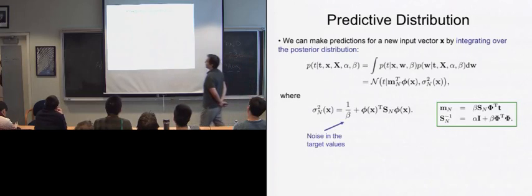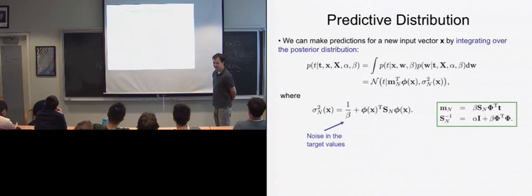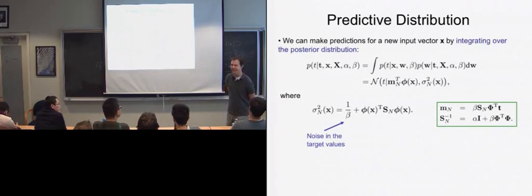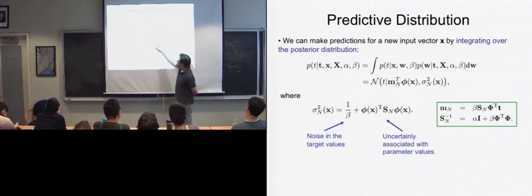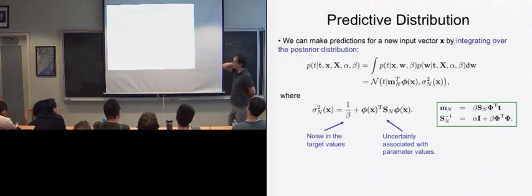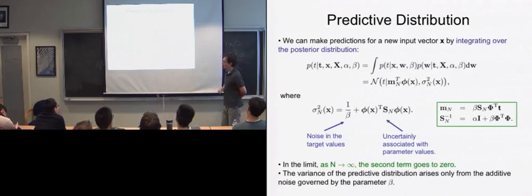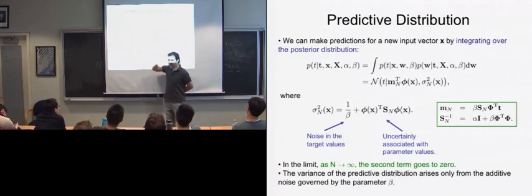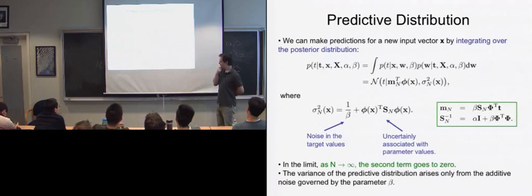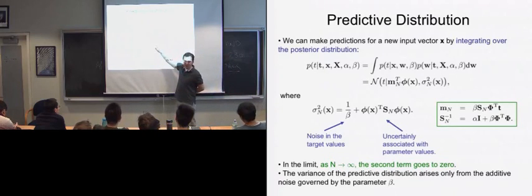So the first term, the variance here, is the noise in target values, beta. Beta represents an irreducible noise. This is noise in your observations. You can't go beyond that noise. But this term here is the uncertainty associated with parameter values. It just falls out of that equation. One thing to note here is that as n goes to infinity, the number of observations becomes very large, this term goes to 0.